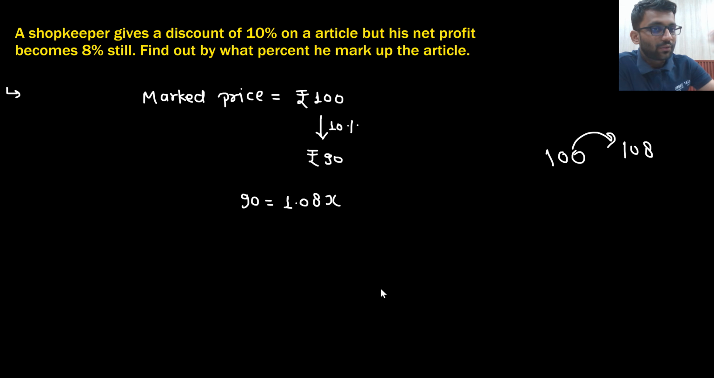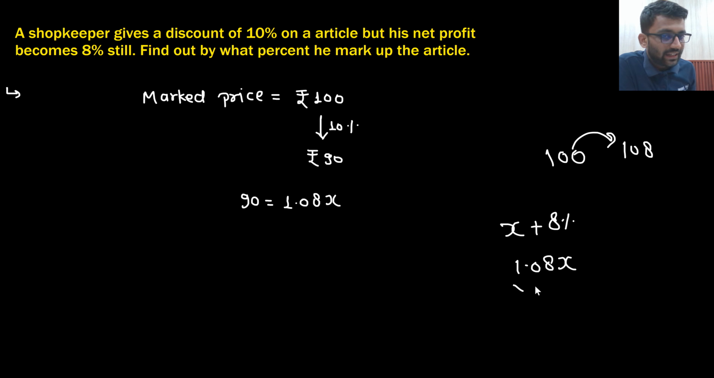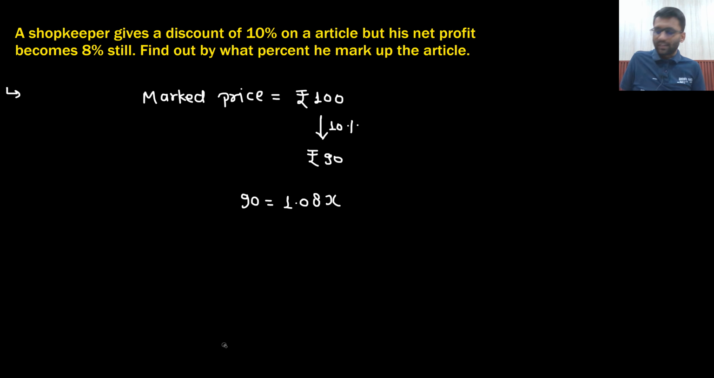He is getting 8% of profit. That means he purchased in X rupees and he is getting 8% profit. That means he is selling in 1.08x rupees. And what is the actual price he is selling? That is 90 rupees. So he got that in 90 by 1.08. He got that in 83.33 rupees.